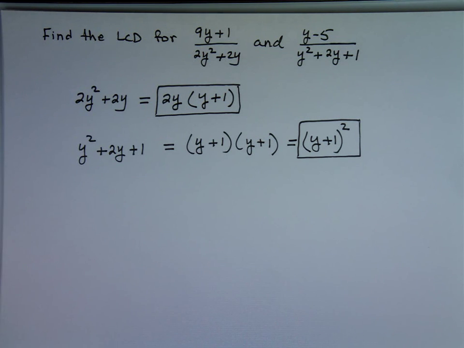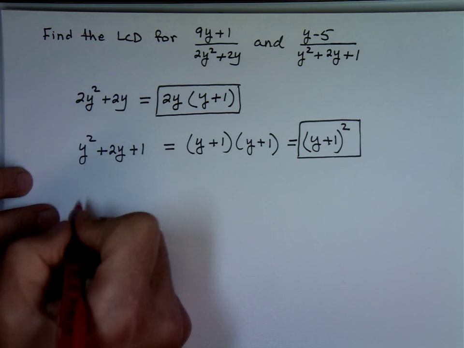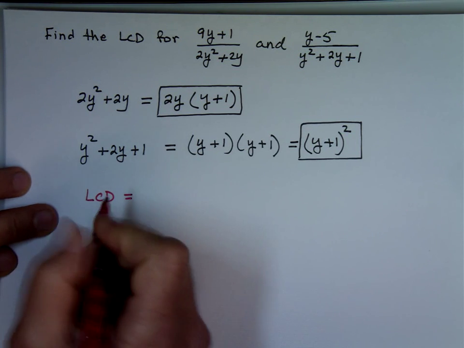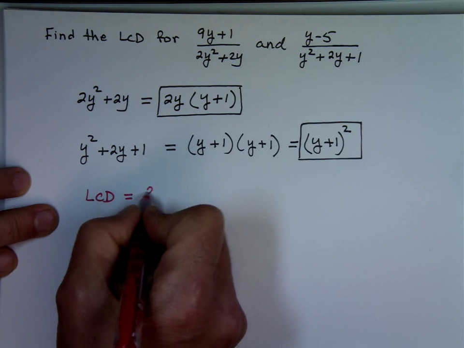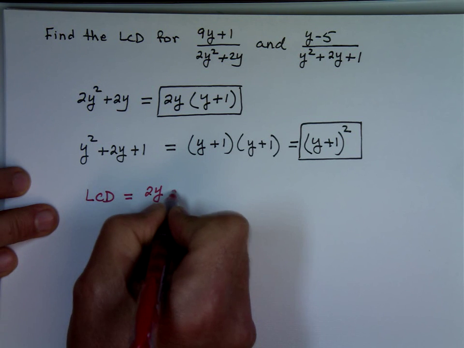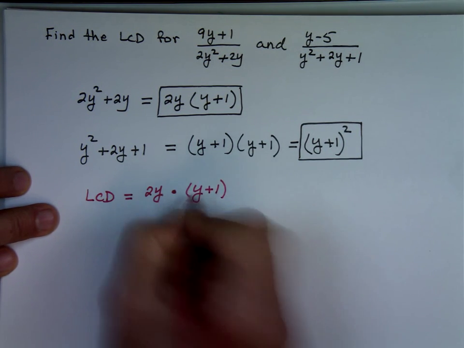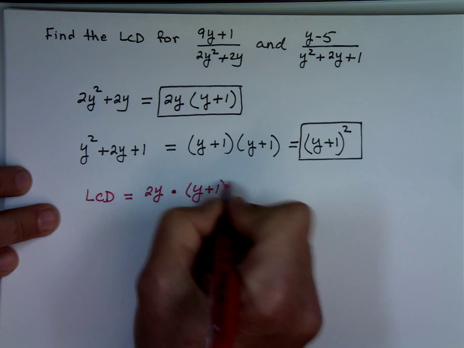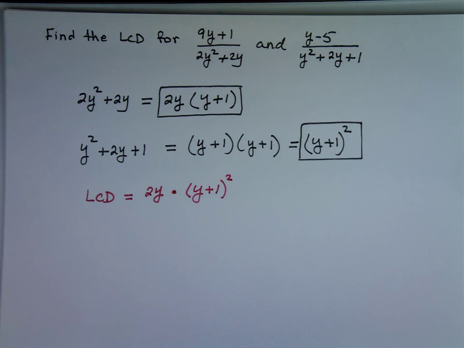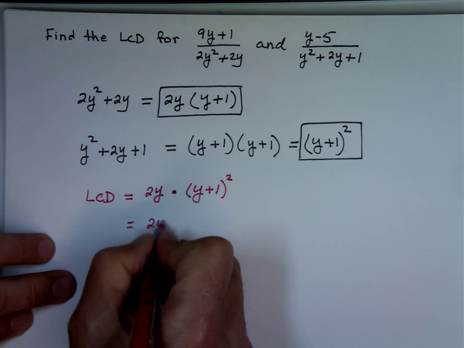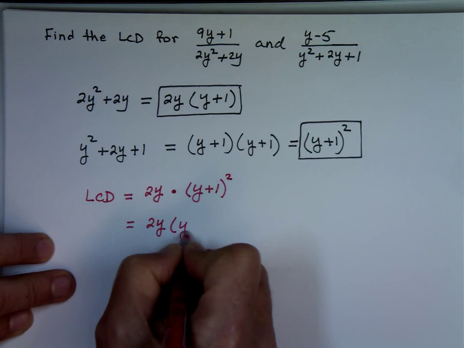So what is my LCD? It's the multiplication of all the different factors. I see the 2y as a factor. I also see y plus 1 as a factor, and each of them raised to its highest power. There is a 2 here. So my LCD is 2y times y plus 1 squared.